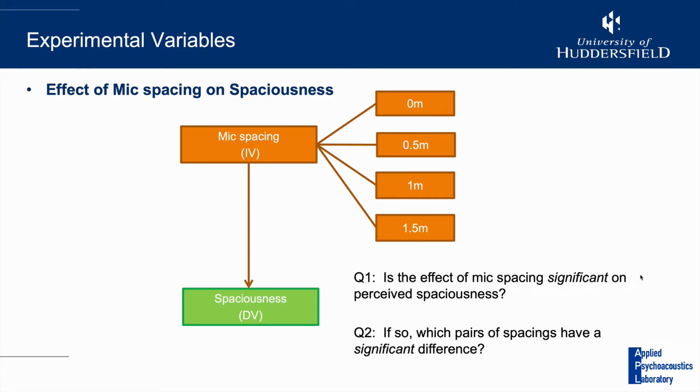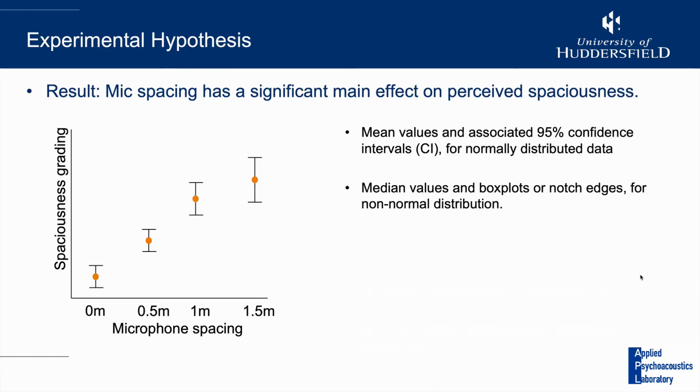So here's a simple example. Let's say we are interested to examine the effect of microphone spacing on perceived spaciousness. In this case, the microphone spacing is our independent variable and spaciousness is our dependent variable. And we test several conditions of microphone spacings, so 0, 0.5, 1 and 1.5 meters, let's say.